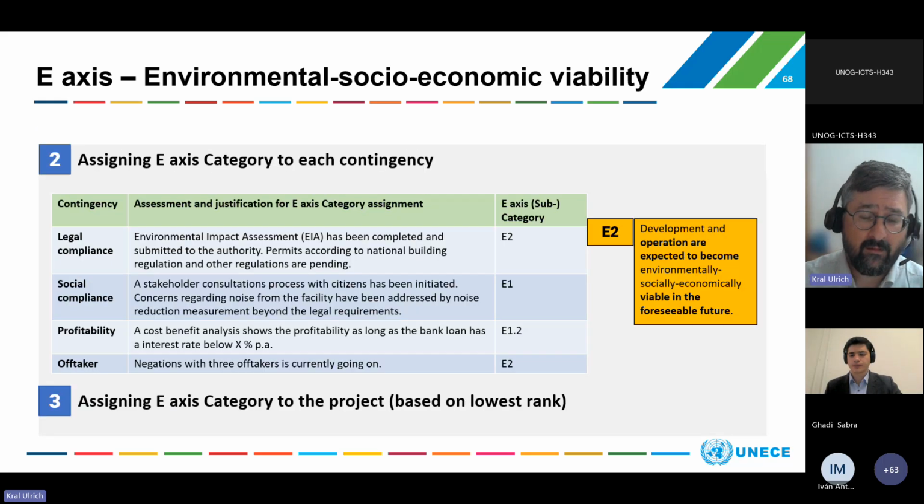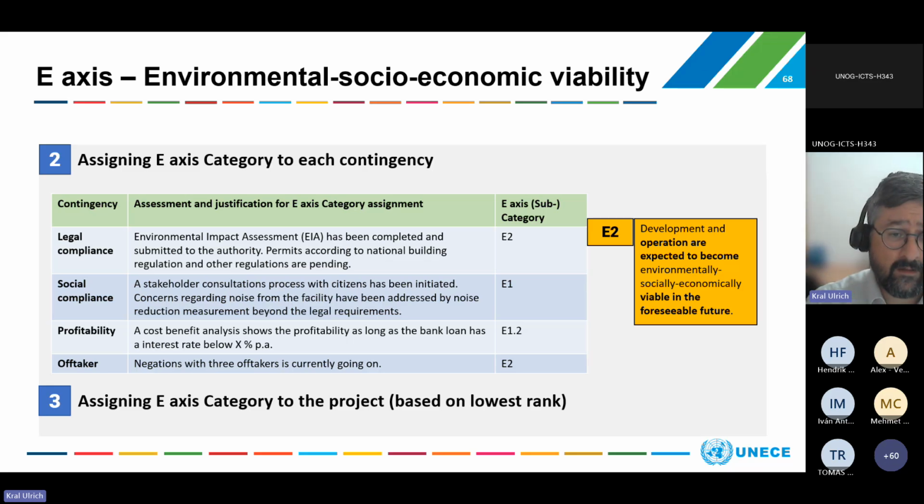The second point is that you take these factors, for instance, legal compliance, and you have to assess them. You have to provide a justification for this, so a status on the current legal compliance of the project. Just to give you an idea how this justification could look: the environmental impact assessment has been completed and submitted to the authority. Permits according to national building regulations and other regulations are currently pending. And this justification is the starting point to select a category on the E-axis. So in this case, for the legal compliance, you select E2.